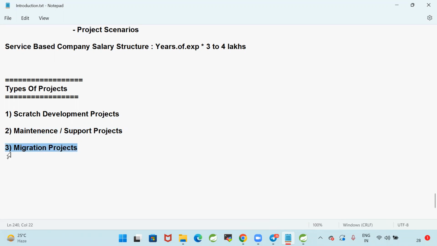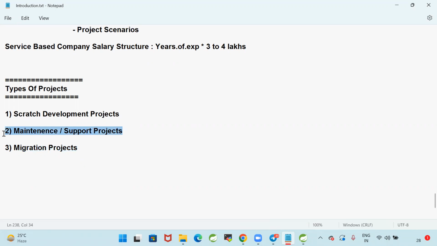The project is developed by using some old legacy technology like mainframes and all. By using mainframes, they developed a project. Now they want to migrate that project into Java. Or your project is developed by using monolith architecture. Now we need to migrate into Java microservice architecture. The project is developed by using Java 1.6 version. Now we need to migrate to Java 1.8 version. Such kind of migration projects also will be available in the company.